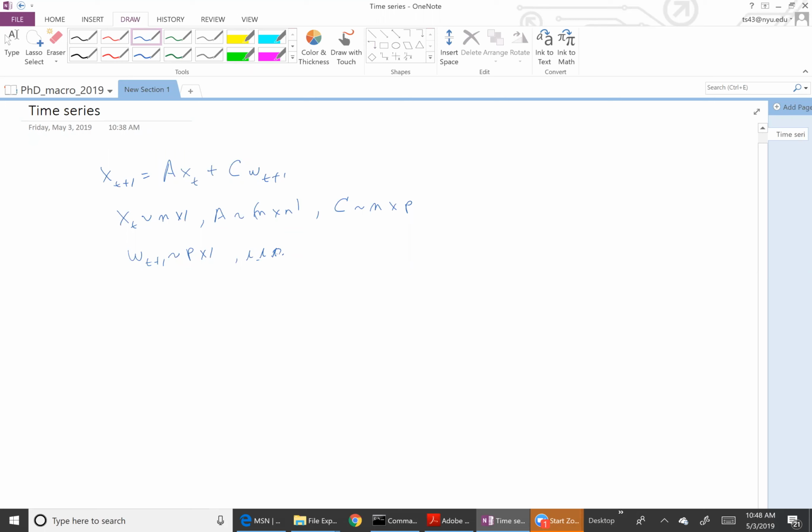IID, independently identically distributed random vector, and it's distributed as multivariate normal, zero mean and identity covariance matrix. And finally, we're going to run this system star for t equals 0, 1, 2 on forever. So that means we need an initial condition, and our initial condition is going to be x0 distributed as normal with some mean vector and some covariance matrix sigma 0. And sigma 0 is going to be a positive definite matrix. That's what I mean by this.